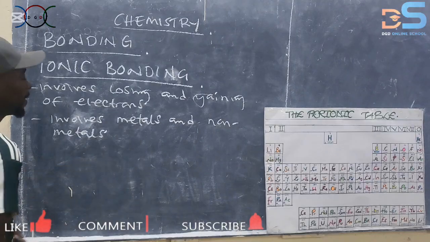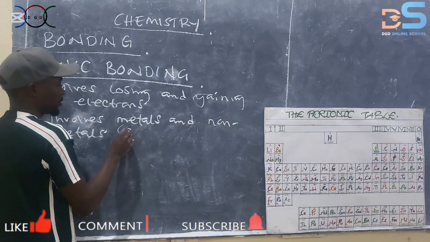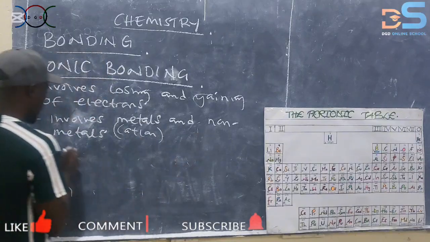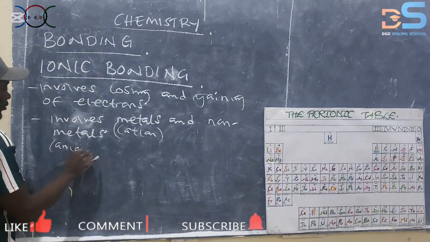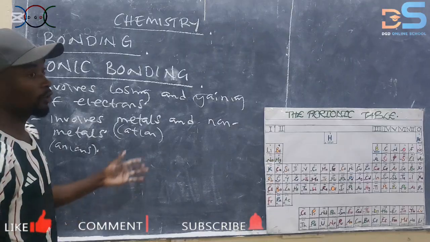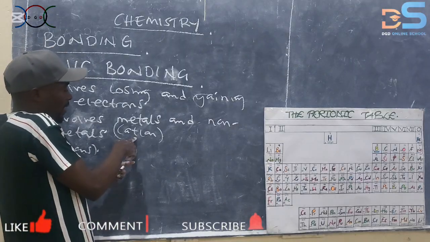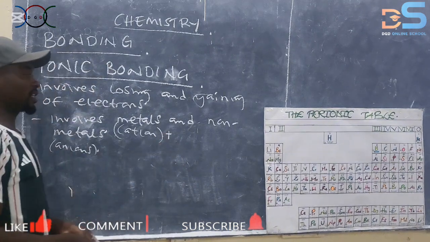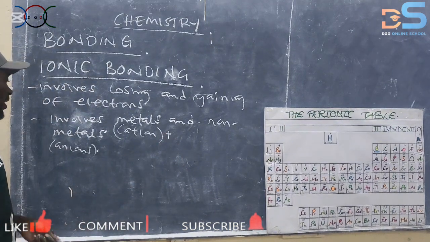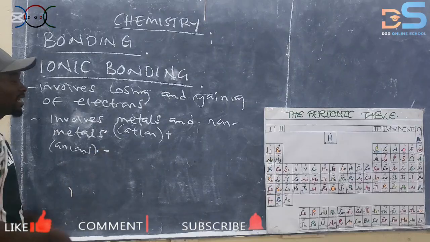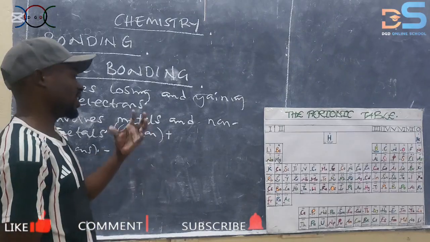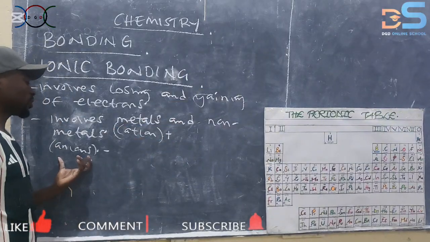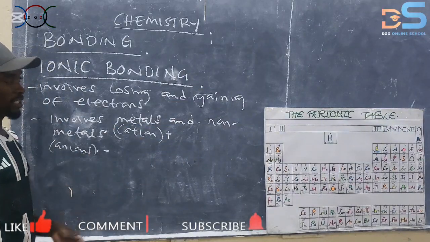And we know that by nature metals are cations, and non-metals are anions. Metals are cations, meaning they form positive charges when they react. But for anions, they form negative charges when they react. Meaning metals are giving, and non-metals, which are anions, are receiving.